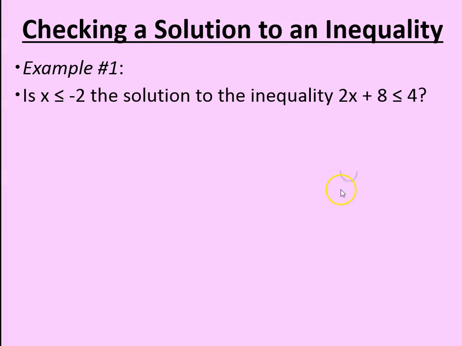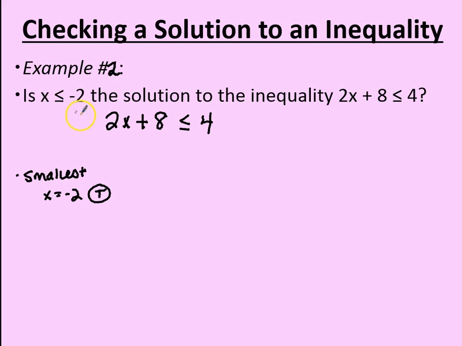Let's try another one. This is example number 2. Is x is less than or equal to negative 2 the solution to the inequality 2x plus 8 is less than or equal to 4? So remember, we want to try the smallest value. So we have x is less than or equal to negative 2. So I'm going to try x is negative 2. It should make it true because it says that it can be equal to that.